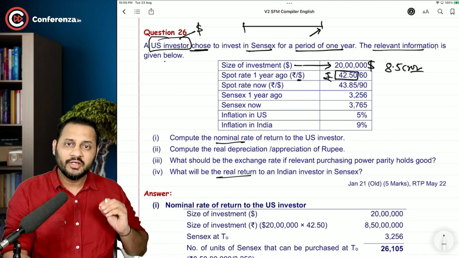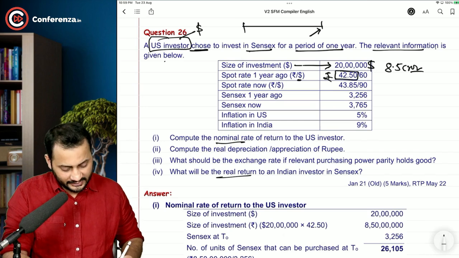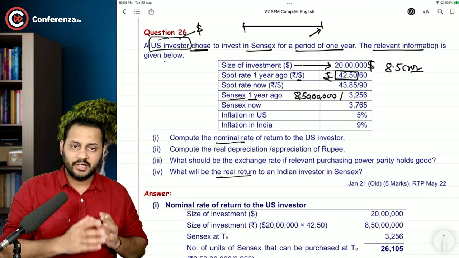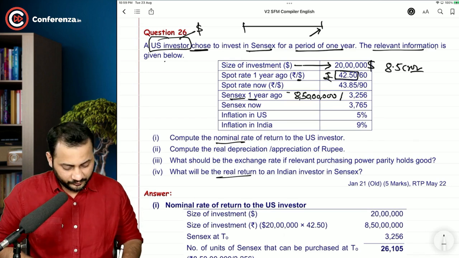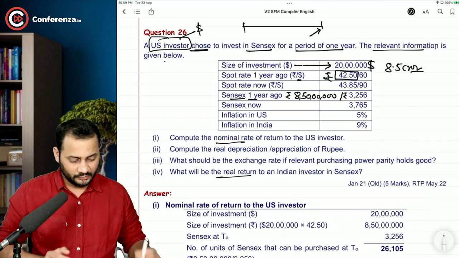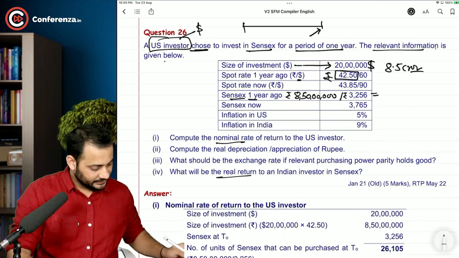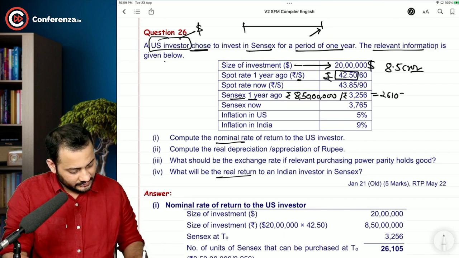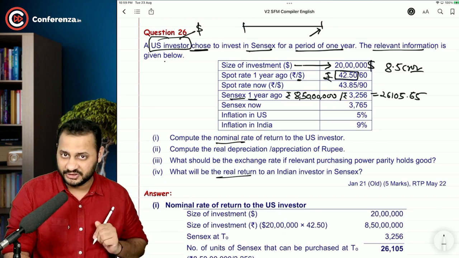So what you did, you invested 8.5 crore rupees in the Sensex 1 year ago at a rate of 3256. So 8.5 crore rupees divided by 3256 rupees of the Sensex. So the number of Sensex units is 26105.65. That is what you purchased.